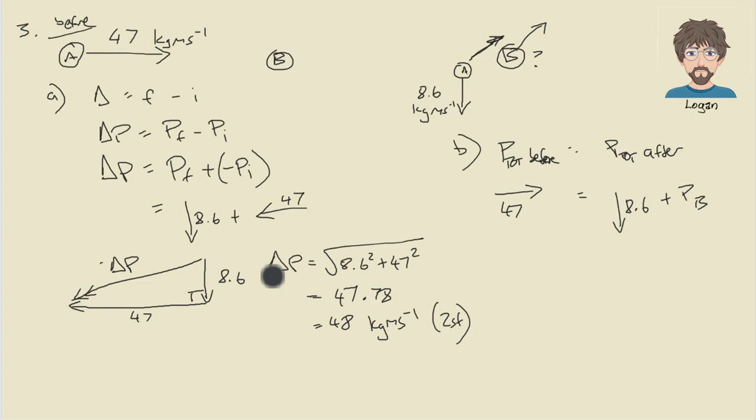So this is exactly what we're going to find: 47 minus 8.6 versus 8.6 minus 47. If you can see, it's 47 that way minus 8.6 that way, which is the same as 47 that way plus that, right? Which is what we did over here, except it's exactly the opposite. Both these vectors are in the opposite direction. So if we want the size of the momentum of stone B after the collision, it is 48 kilogram meters per second.